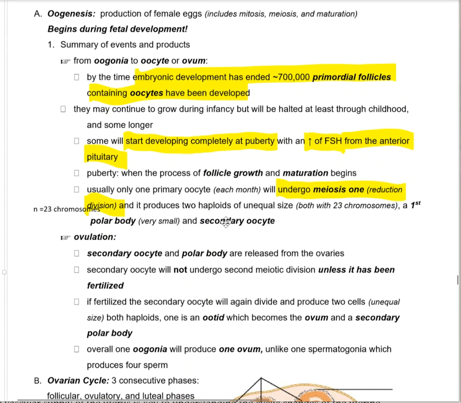Hope not. Okay, so the haploids are 23 chromosomes, one of each, number 1, number 2, number 3, all the way down to number 22, and then we have our sex chromosome, so either an X or a Y will be there. We'll talk about that in a minute. And what it does is it produces 2 haploids, but they're an unequal size. So we have a polar body and a secondary oocyte. So let's go back and look at that.